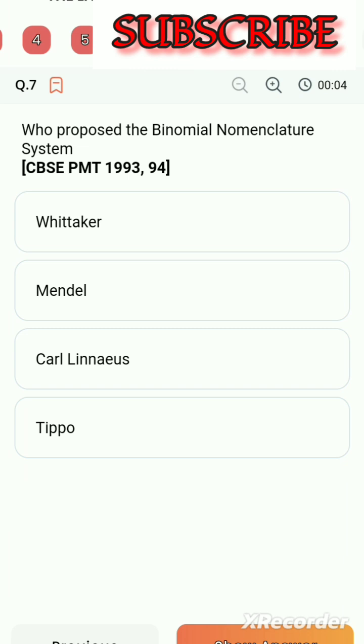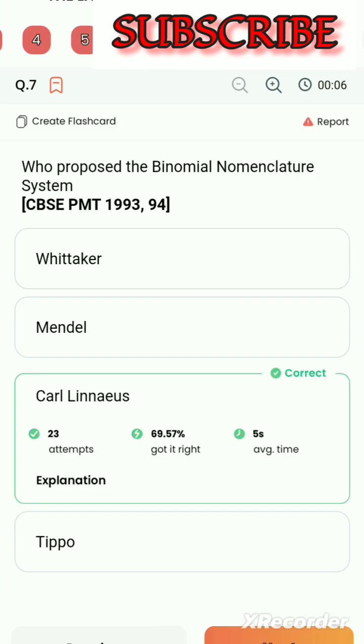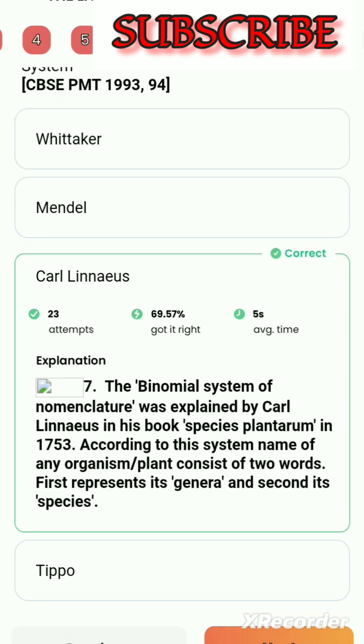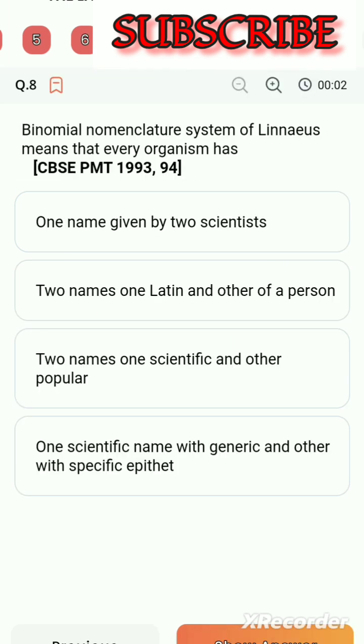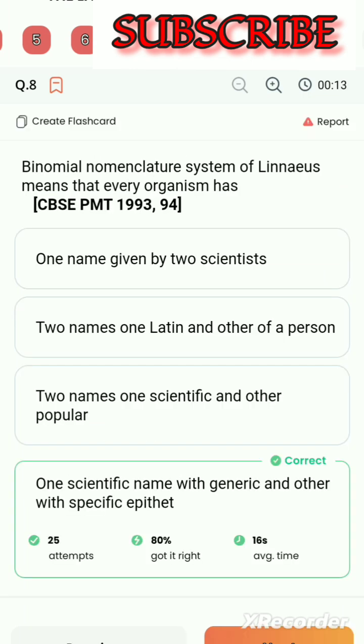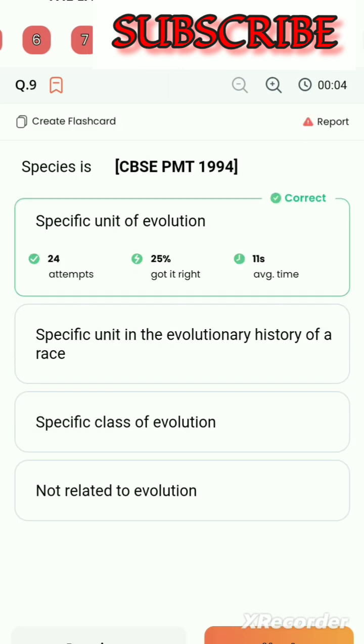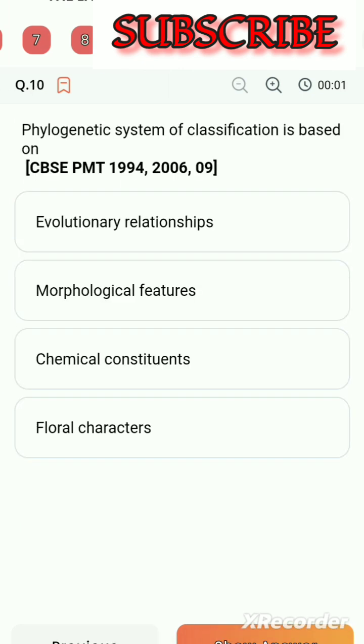Question number 7, who proposed the binomial nomenclature? Carl Linnaeus, and he explained it in his book Species Plantarum in 1753, and he introduced the two-name system, genus and species. Question 8, the binomial nomenclature system of Linnaeus means that every organism has one specific scientific name with genus and the other one with the species. Next question, question number 9, a species is the specific unit of evolution, option A.